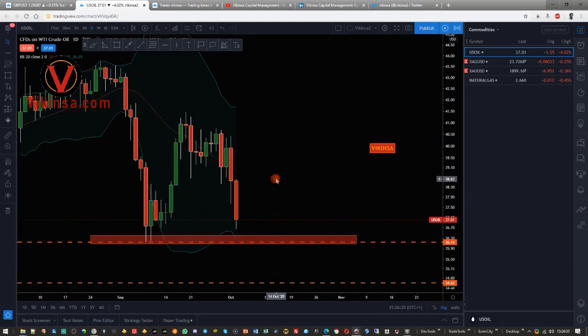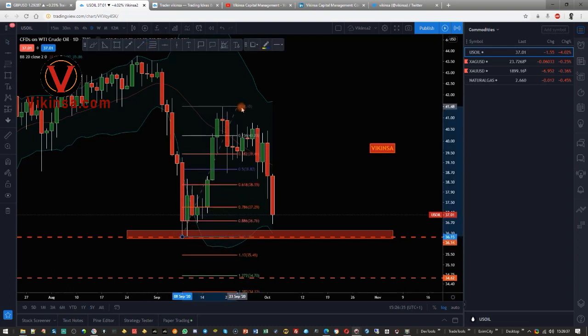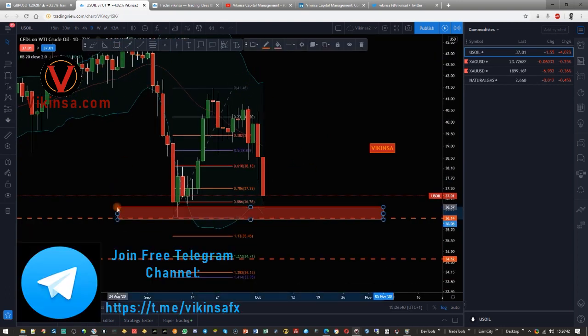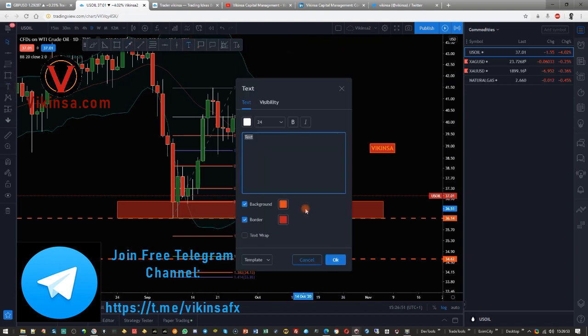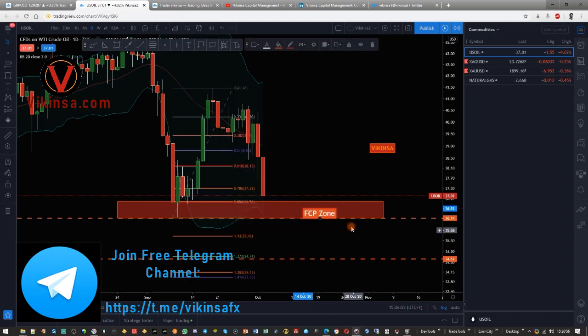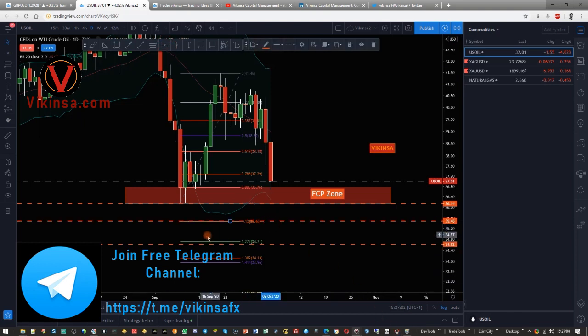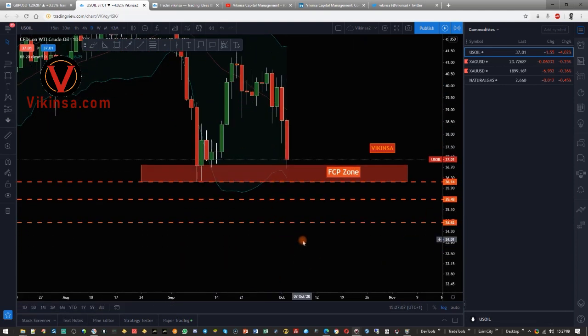Okay, so if you're looking at this FCP pattern here, what we can do is draw Fibonacci on it and we can see that it has come to 50%. That means this becomes our FCP zone. Okay, this is our FCP zone. Let's remind ourselves that this is the FCP zone here. And this also gives us an extension of it, which is around here. So this is also an important level. So all of these are important levels now.